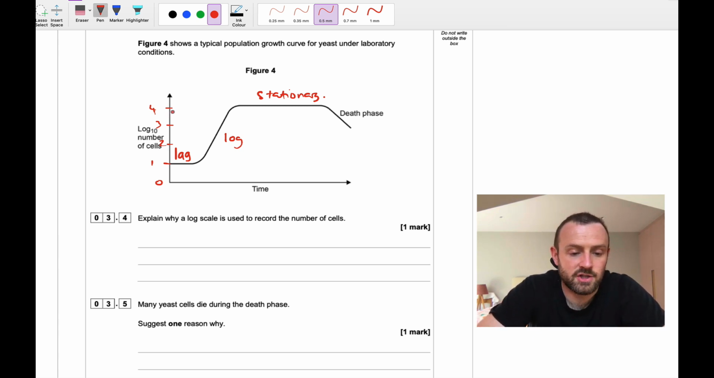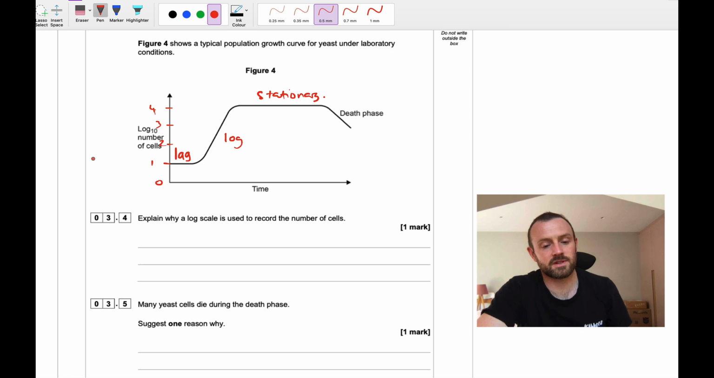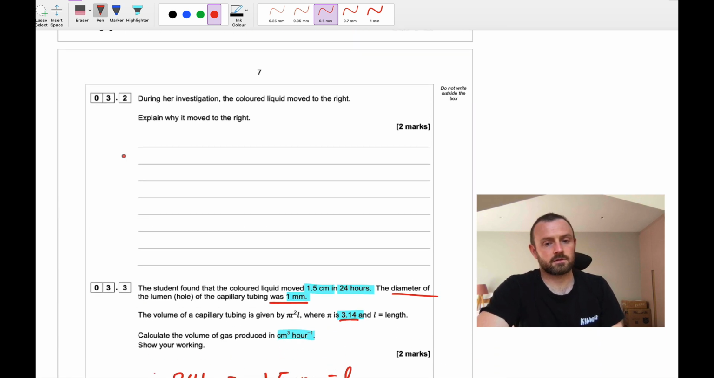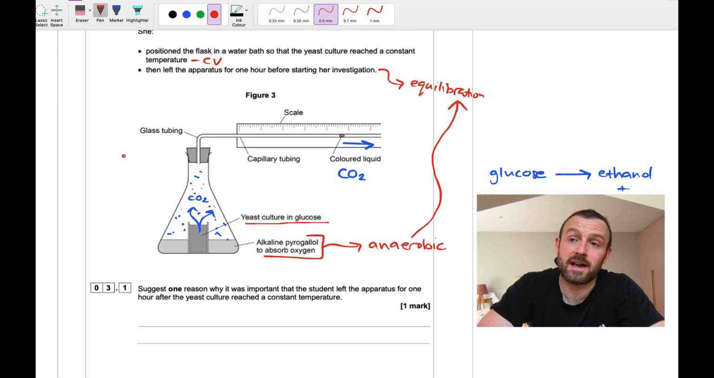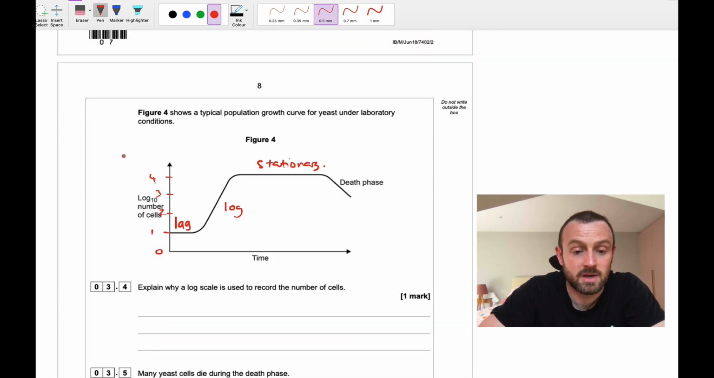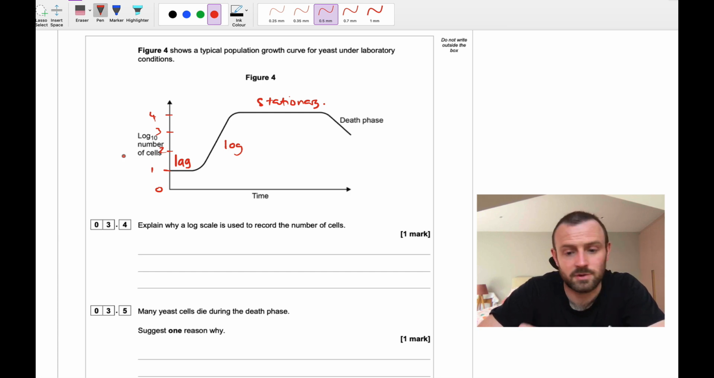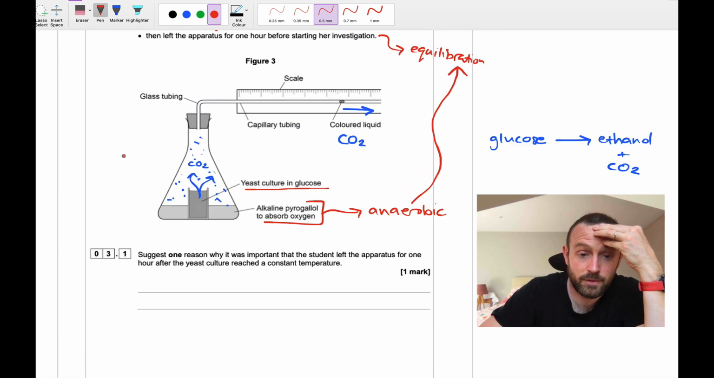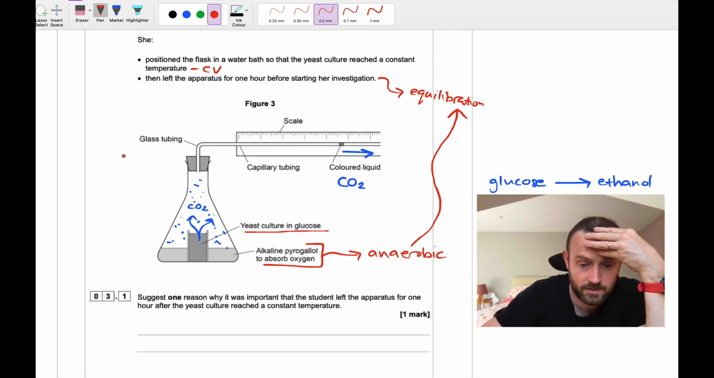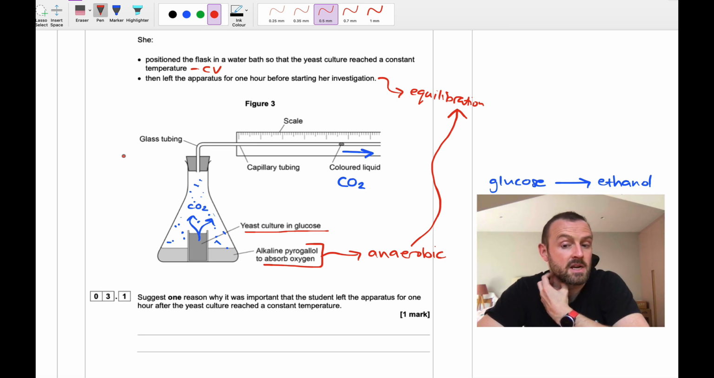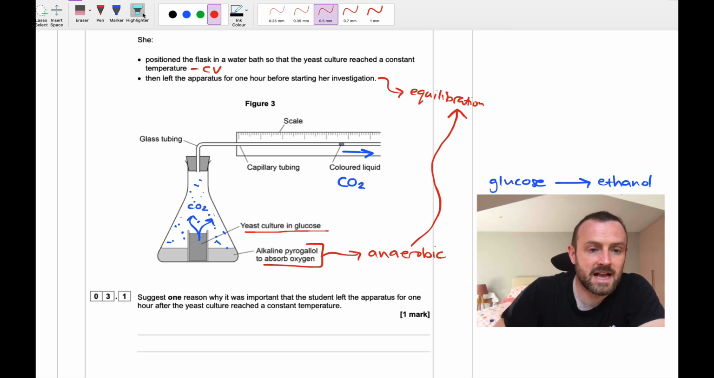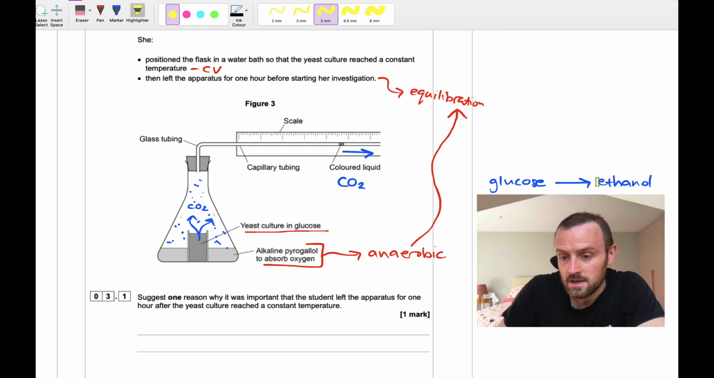Okay, many yeast cells die during the death phase. It suggests one reason why. Now this is interesting. My initial thoughts, if I hadn't remembered the rest of the question, might be because it had run out of oxygen. However, you have to remember the context of the whole question. You have to scroll back up and remind yourself that there isn't any oxygen to begin with, and this organism can respire anaerobically. So probably as it's respiring anaerobically, a waste product builds up. That waste product is ethanol. So probably due to the production of ethanol.